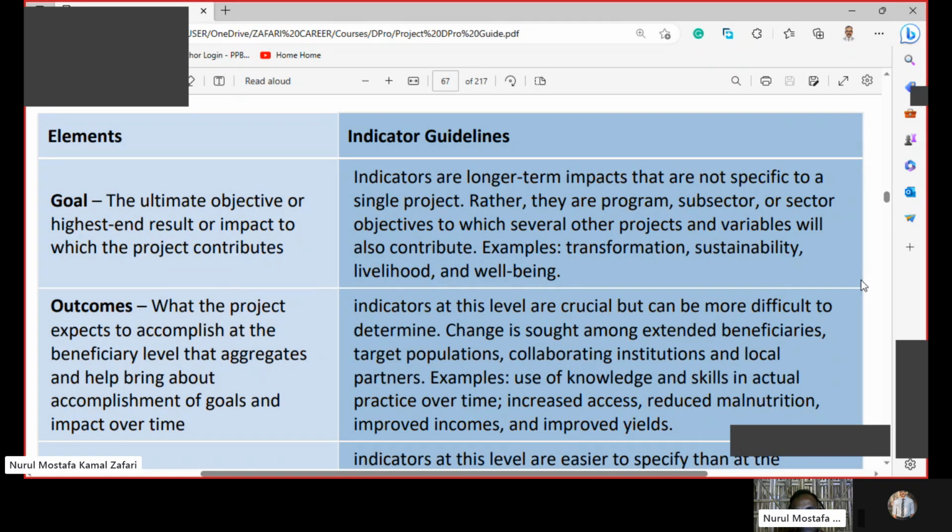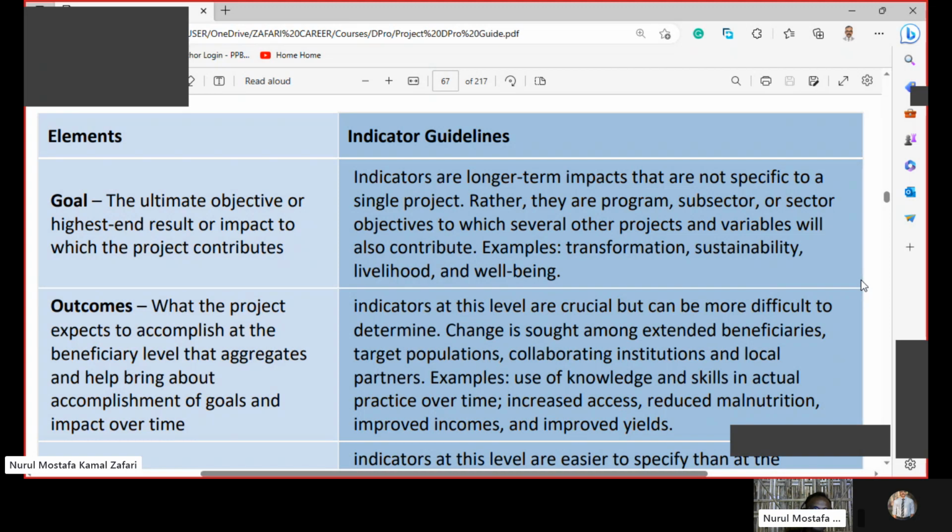And many a times we will see that the goal level indicators are more aligned with program, subsector, sector level, or it addresses a wider spectrum of community. And it wants to see, or it captures the transformation, sustainability, livelihood, and well-being through the project activities.